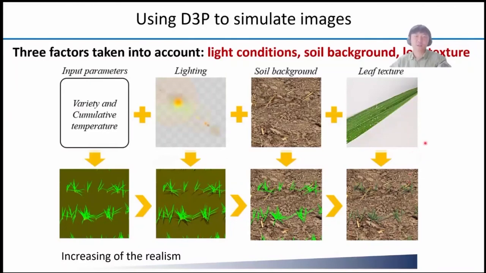Specifically, we first sample parameters from the D3P to generate 3D weed canopy structures covering a wide range of variabilities. Then, in the rendering process, we considered various lighting conditions, soil backgrounds, and leaf textures. The realism of the simulated images would increase with the number of factors considered. This would be very useful to reduce the reality gap.